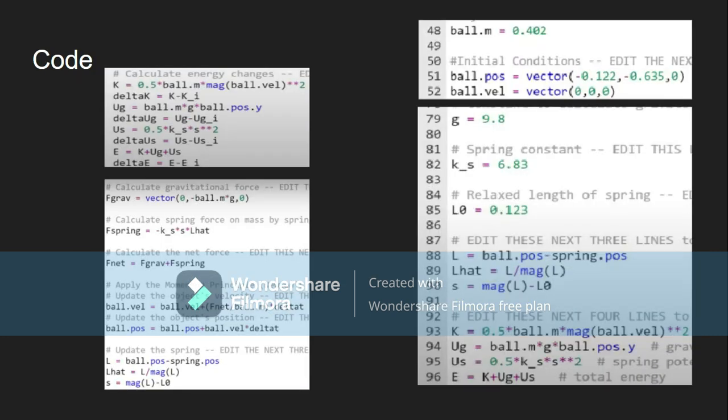For the computational model, I plugged in the initial conditions that were mentioned on the previous slide and used the formulas to find the kinetic, potential, and total energy. I also used Newton's second law to find F net equals the sum of the force of gravity and the spring force. Then using the velocity update formula, I calculated the object's new velocity and then used that to find the ball's new position with the position update formula. Next, we updated the spring's position and stretch, and finally, we updated the new energies of the system.